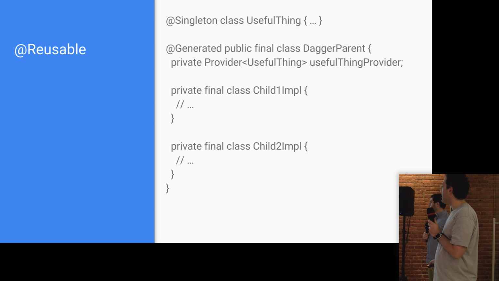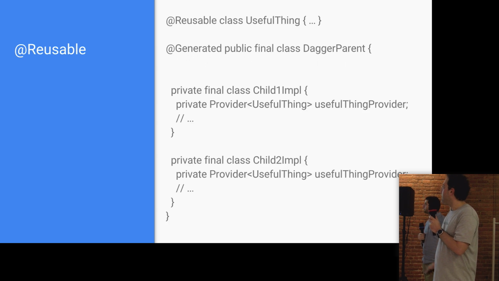And the way you'll notice it is, this is what it used to look like with singleton, where you have that useful thing provider in the root component. And if you change that to reusable, and both of those children use it, now they each get a provider, which of course has to be instantiated, but only when that component is used. So your root component and a subcomponent that doesn't use that thing don't have to pay the cost of initialization.